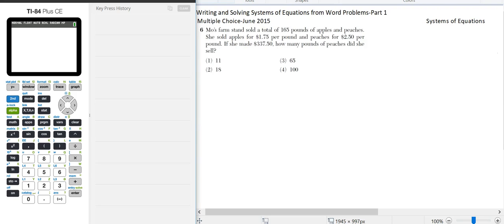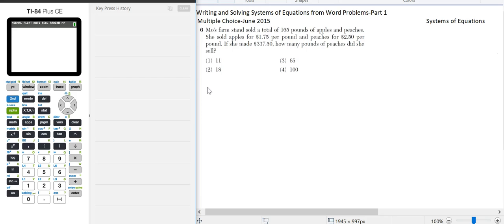This is question number 6 from the June 2015 Algebra 1 Regents. Mo's farm stand sold a total of 165 pounds of apples and peaches. She sold apples for $1.75 per pound and peaches for $2.50 per pound. If she made $337.50, how many pounds of peaches did she sell? So we need to write some system of equations relating the number of peaches and the cost of peaches so we could solve for the number of peaches.